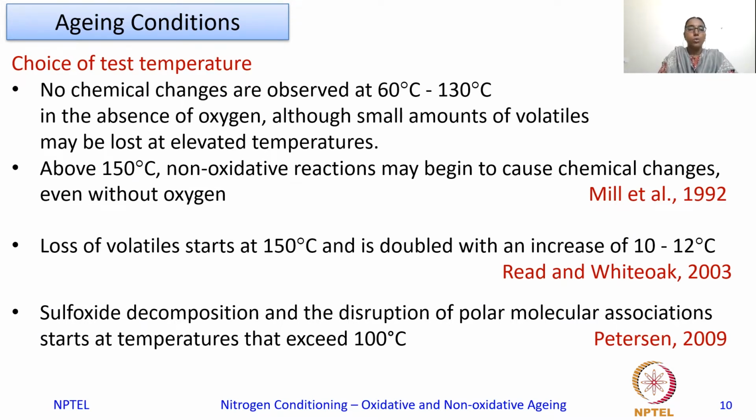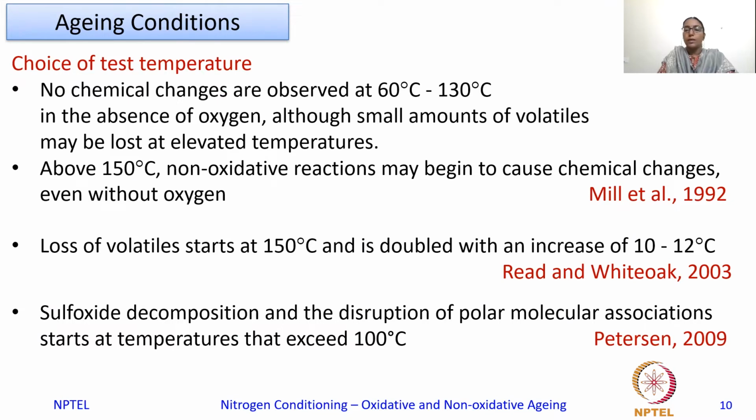It is shown that no chemical changes are observed at 60 to 130 degrees Celsius in the absence of oxygen, whereas some small amounts of volatiles may be lost at elevated temperatures. And at temperatures above 150 degrees Celsius, non-oxidative reactions may begin to cause chemical changes in the material even without the presence of oxygen.